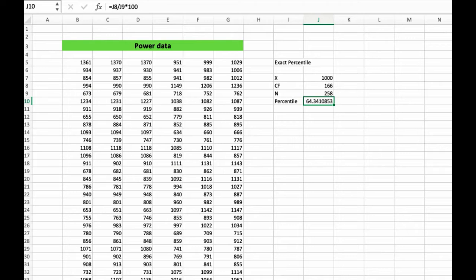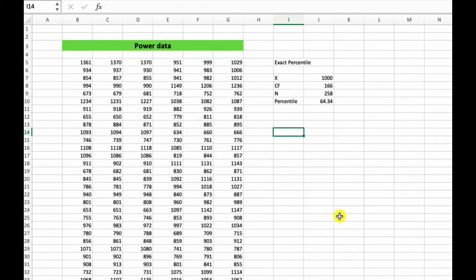And then we can always change this value to reflect 2 decimal places. And we can see a value of 1,000 would be at the 64.34th percentile. That was not very eloquently said.